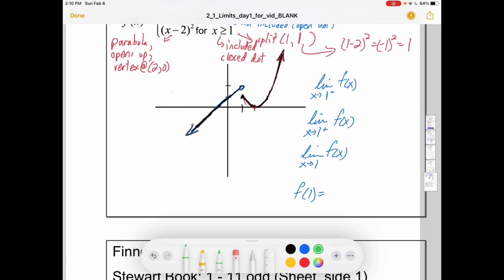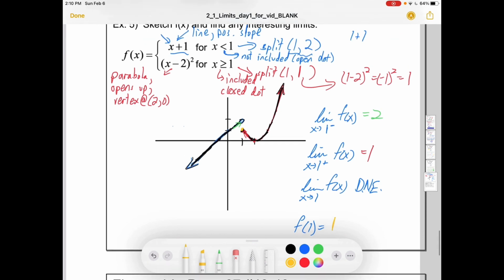From the left, we're going towards a y value of 2. From the right, we're going towards a y value of 1. Overall, there's no limit, or the limit does not exist because it's different from the two sides. And the actual point is 1, 1.